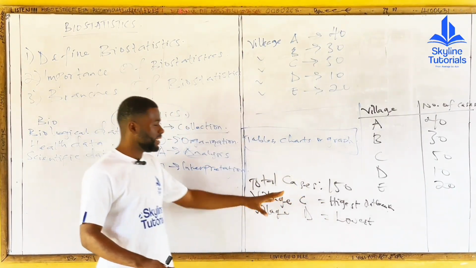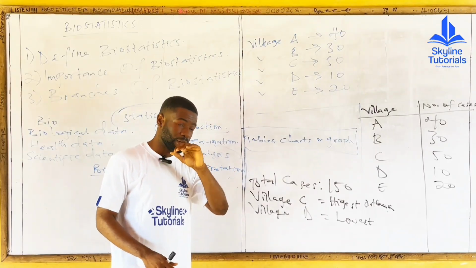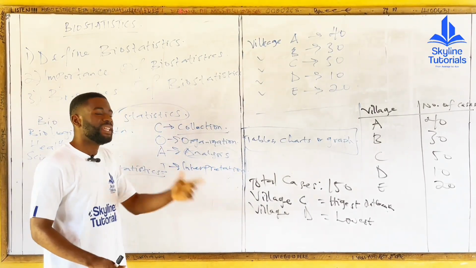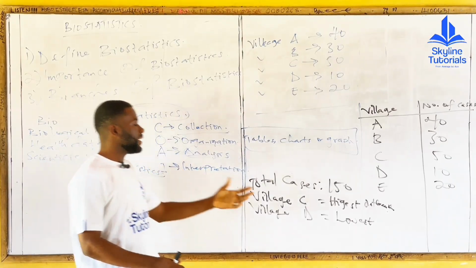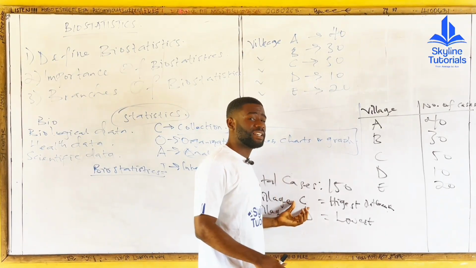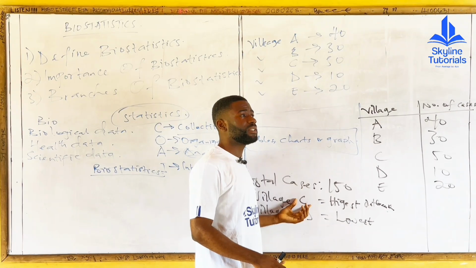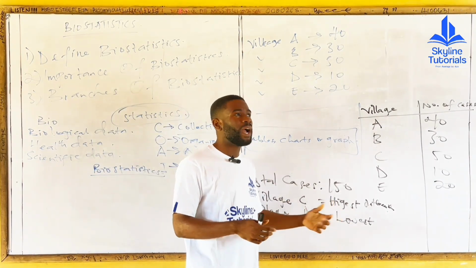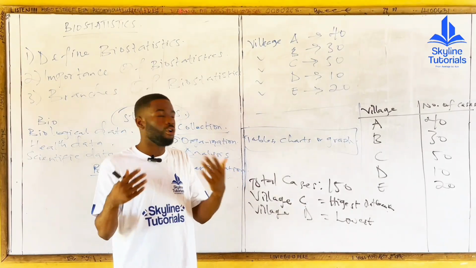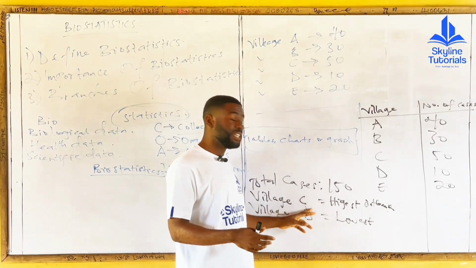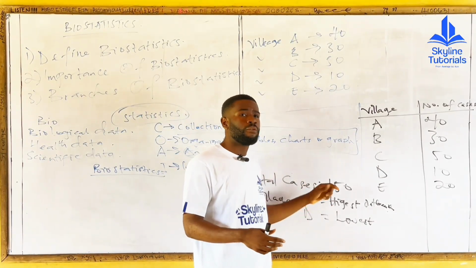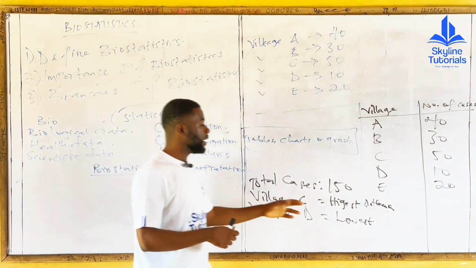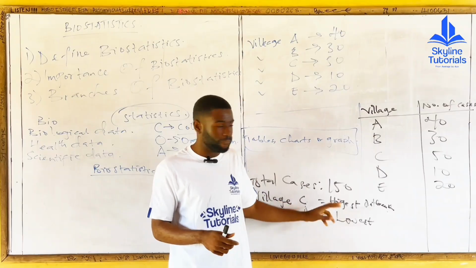Let us interpret this data that has been analyzed. We can also deduce that, since village C has the highest outbreak of malaria incidents, it needs immediate attention to find out why there's an increasing rate of malaria outbreak in this locality. So that's one of the importance of biostatistics. It helps to give informed decision making.